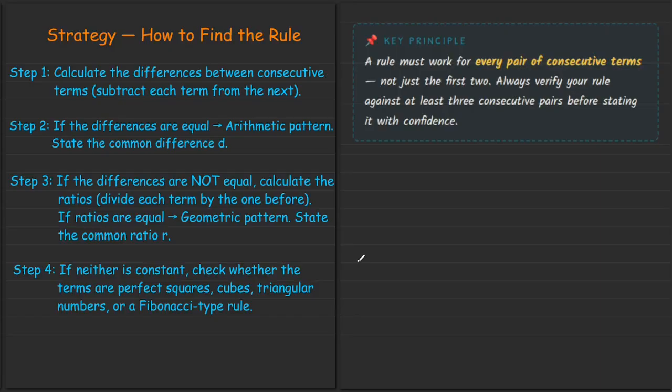A key principle you have to note is that a rule must work for every pair of consecutive terms, not just the first 2. So after working out your rule, you need to verify it against at least 3 consecutive pairs before you state it with confidence. You don't just look for the rule and then end there. You see, verify it.